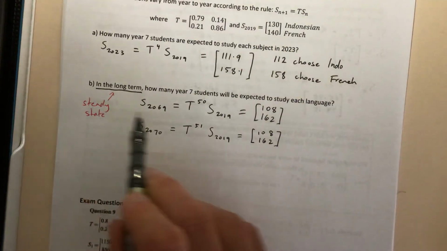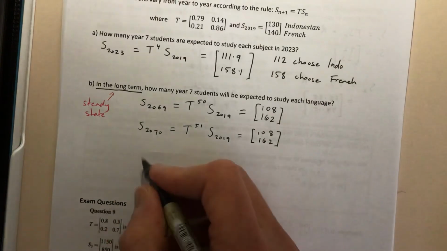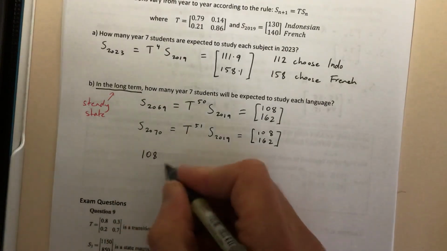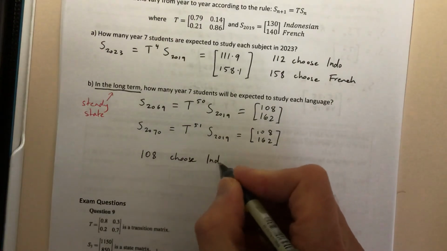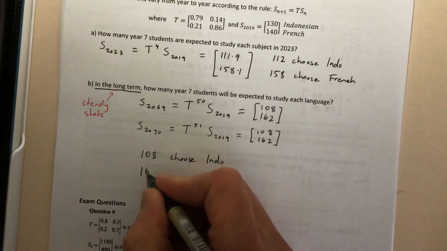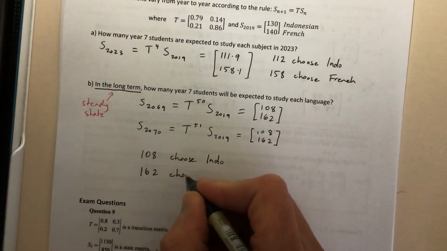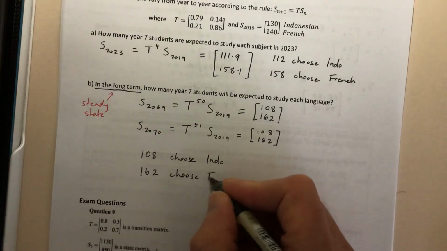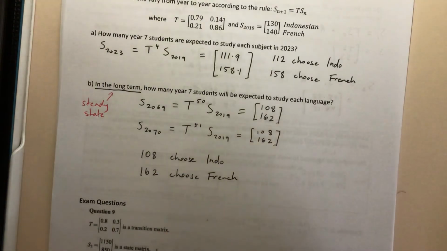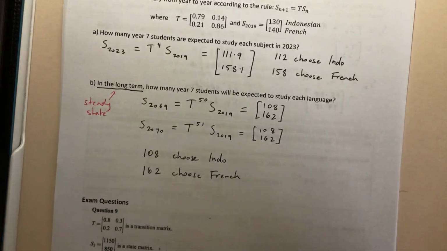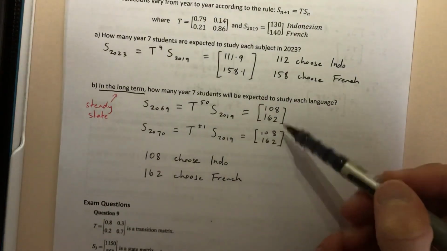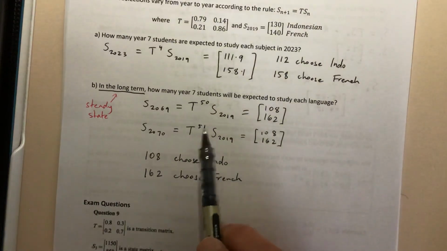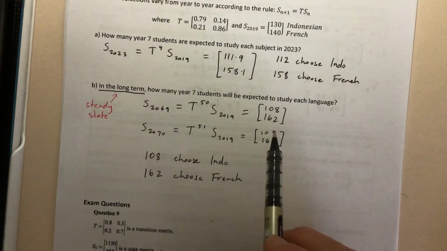To answer the question, how many will choose each language, it's 108 studying Indonesian and 162 choosing French in the long term. So that's an example of how the steady state works. We have to calculate far enough into the future that the numbers aren't changing anymore, and we have to show two in a row that give us the same values.